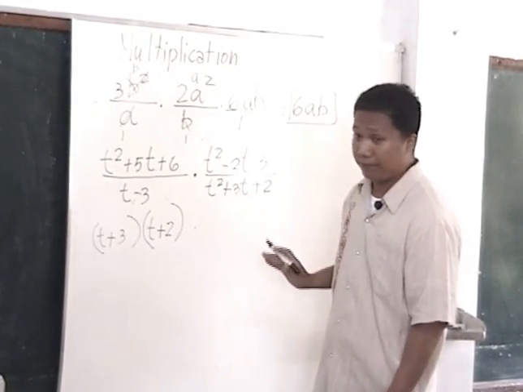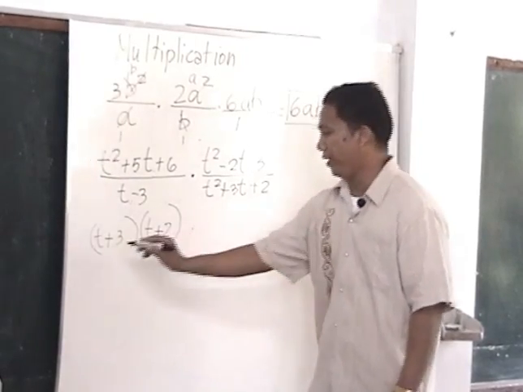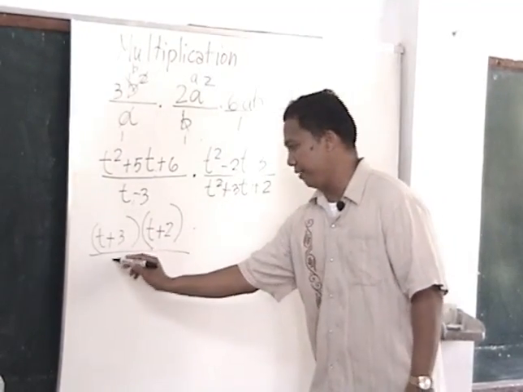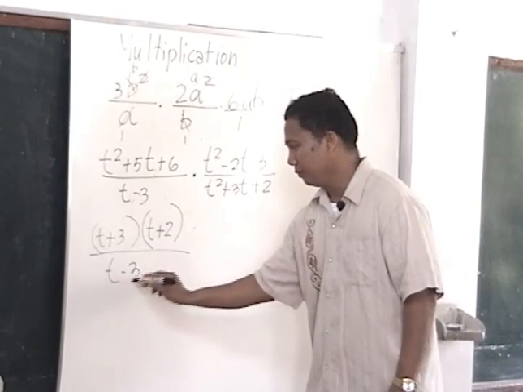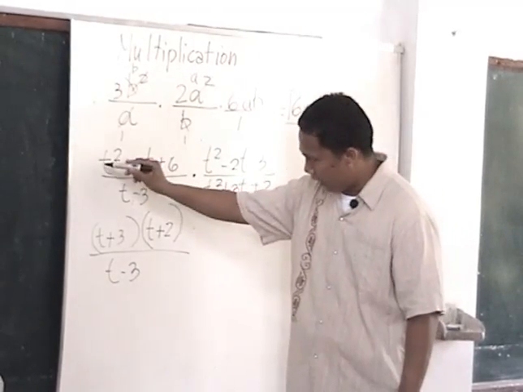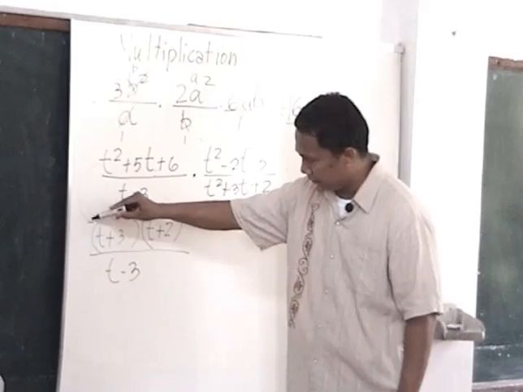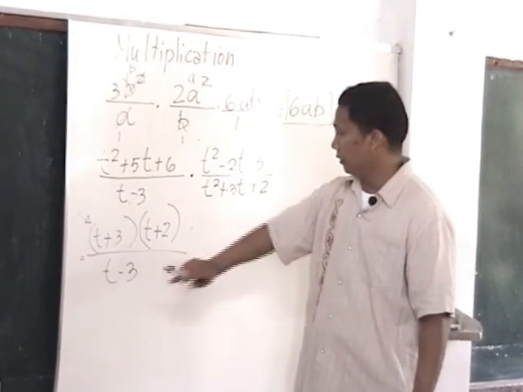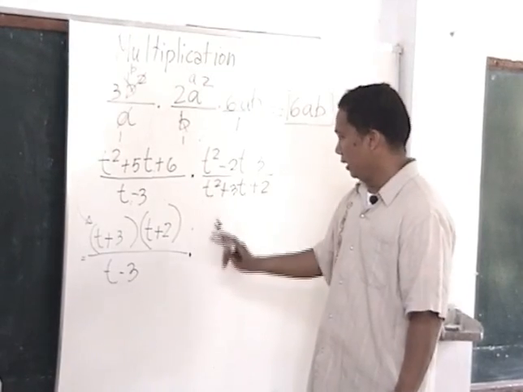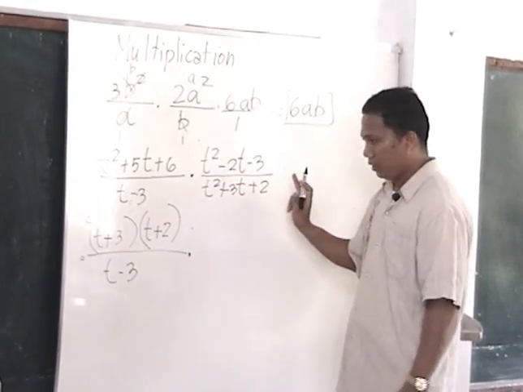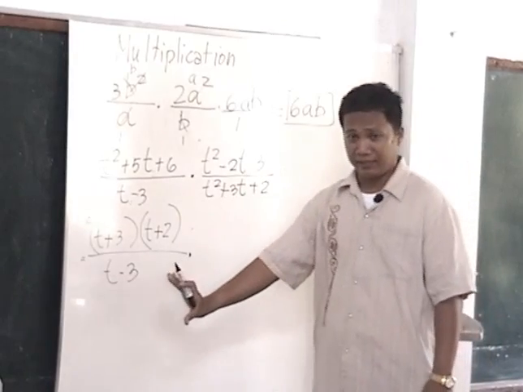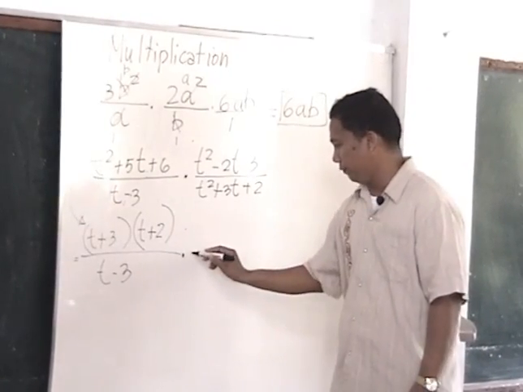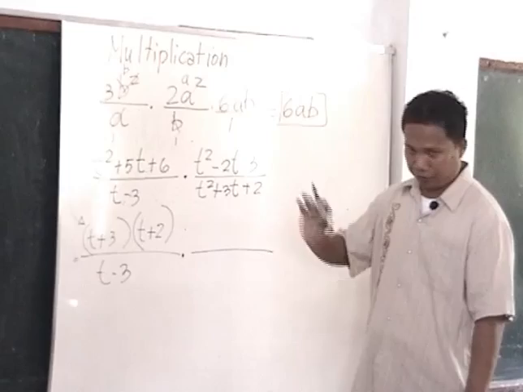Applying the concept, we have this over t minus 3. As you can see, this value is equal to this value. And t minus 3 is equal to this value, times t squared minus 2t minus 3. As you can see, we cannot cancel. So we have to deal first with another factor.